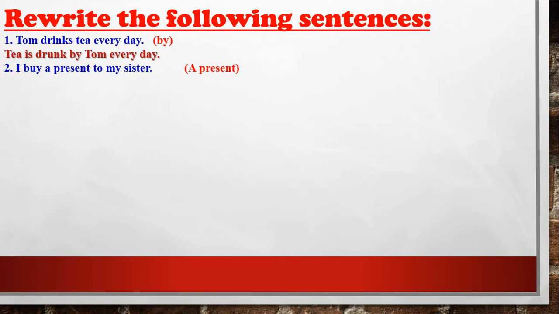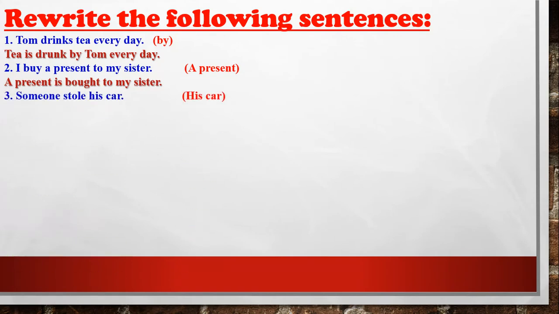I buy a present for my sister. I want to start this sentence by using a present, so I must change it to the passive, as we said. A present. This sentence is in the present simple. A present is bought for my sister.